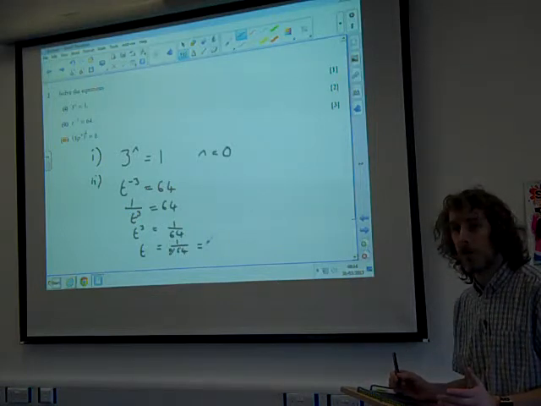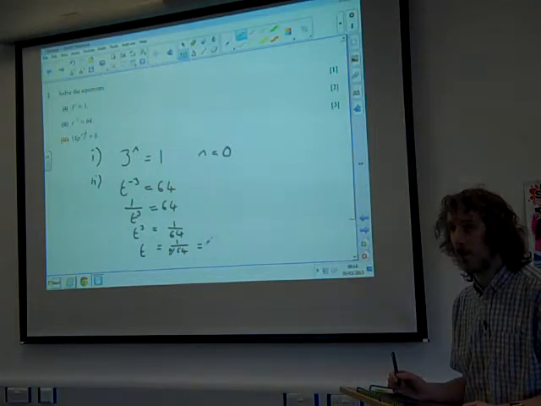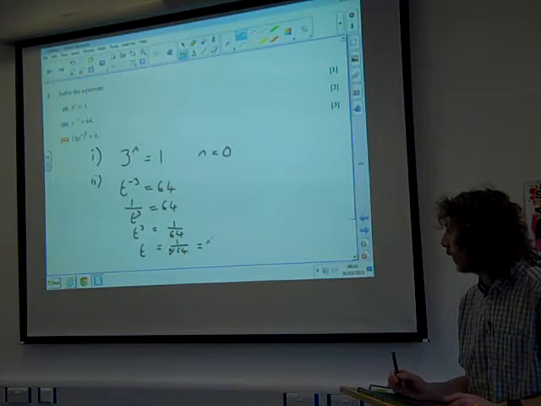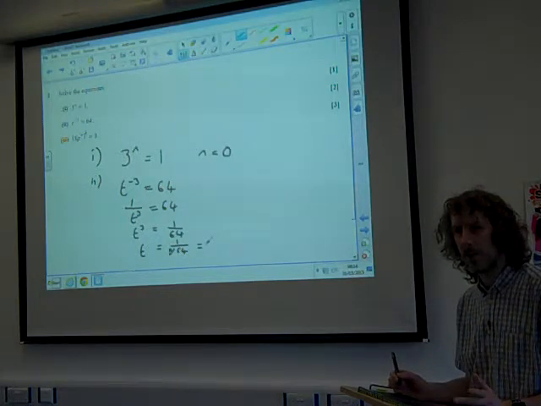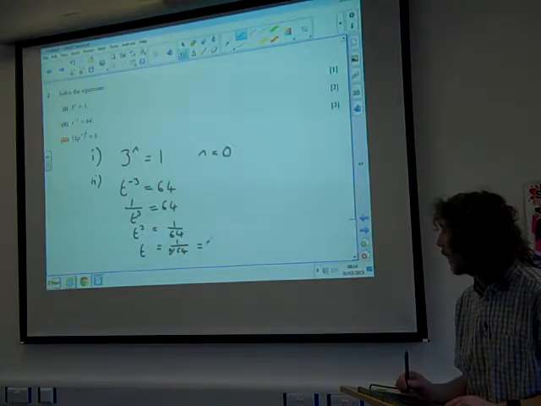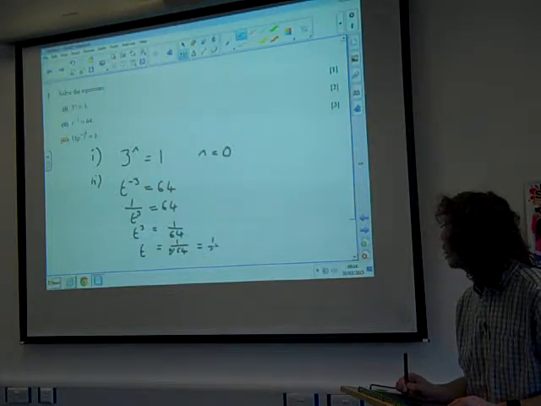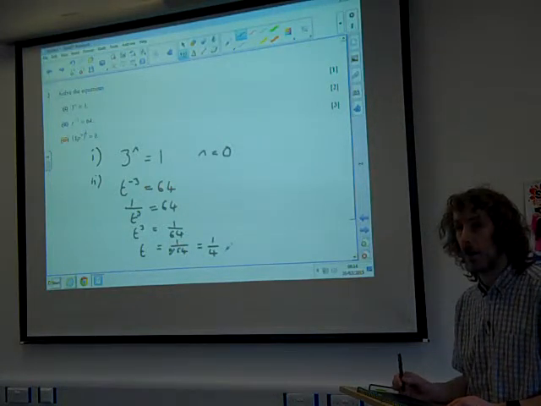And the cube root of 64, we should know, are cube roots of relatively small numbers. So cube root of 64 is 4, so that's a quarter. There we go, just 2 marks for that.